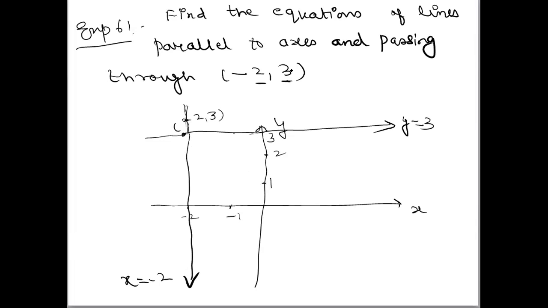So lines parallel to axis means a line parallel to x-axis and a line parallel to y-axis. You are only given the point -2, 3, from which these two lines will be passing. Okay, so you have to draw this way.